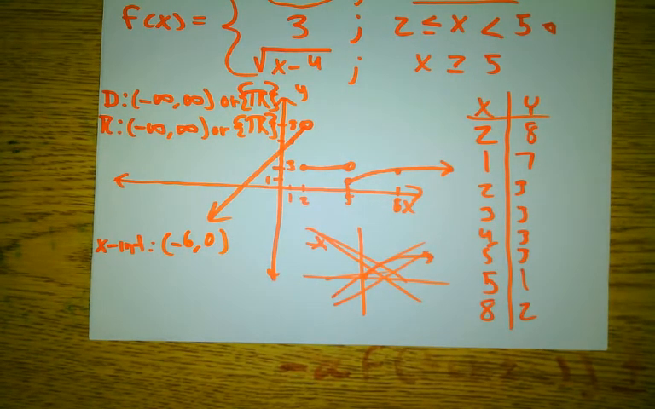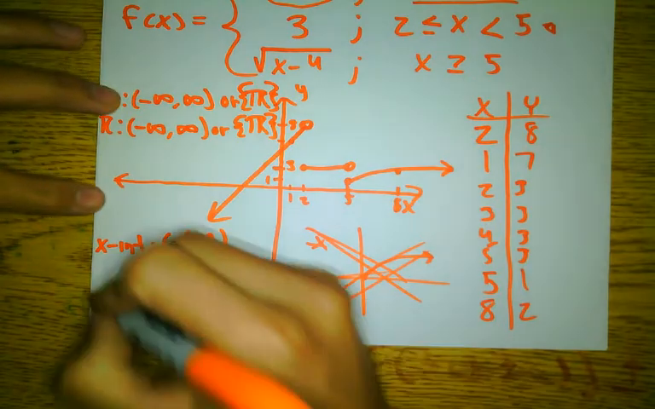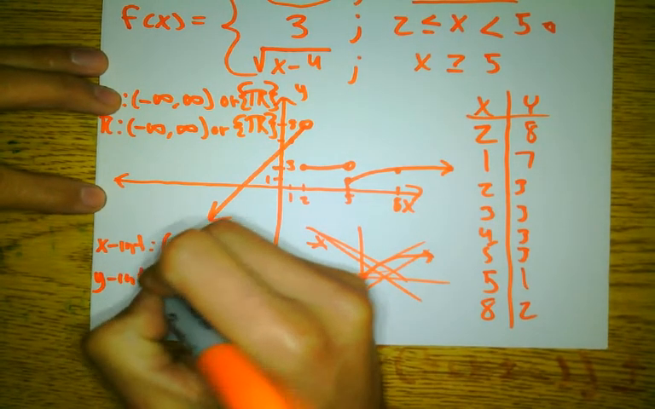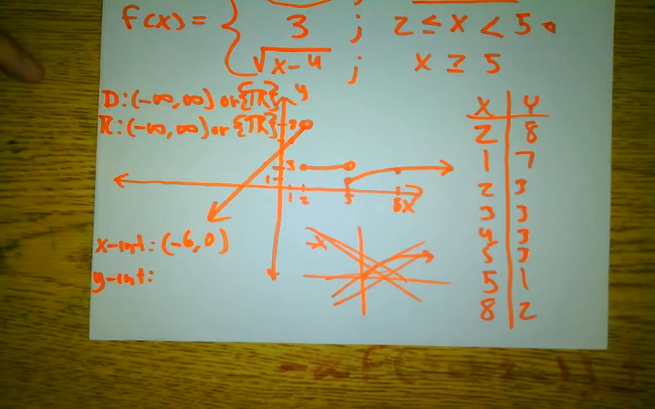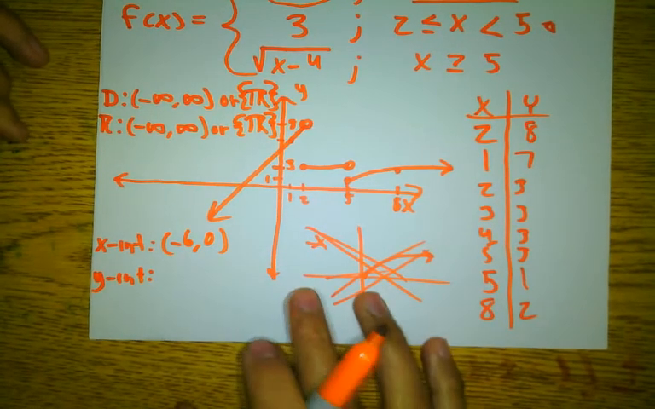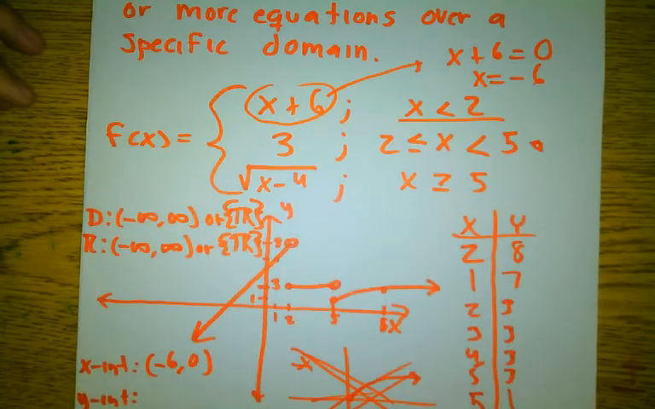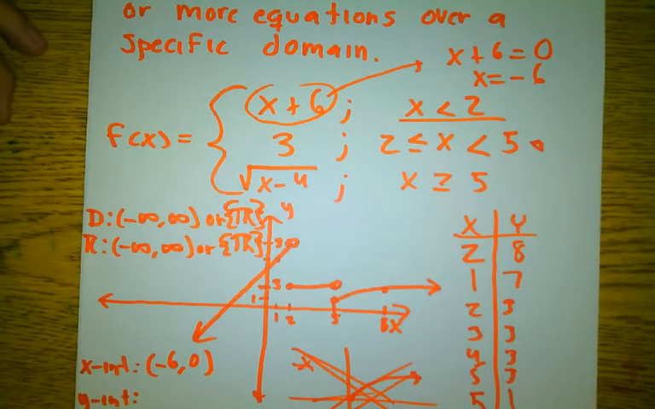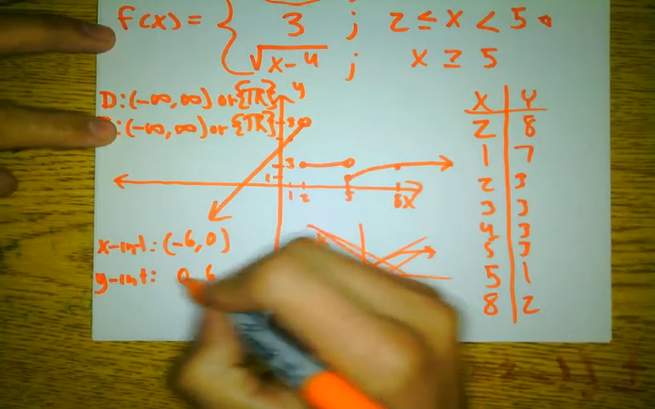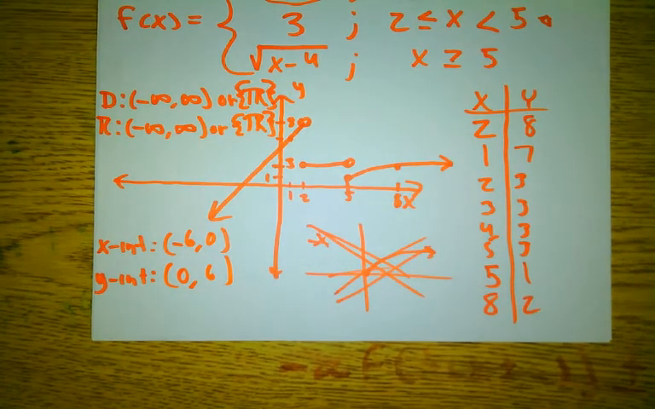Cool? All right. Is there a y-intercept? Cool. How do I find y-intercepts? Plug in 0 for x, or if it's visible, great. But once again, I think plugging in would help. Which equation would I plug into? The x plus 6. So 0 plus 6 is? So my y-intercept is at 0, 6. Yes?